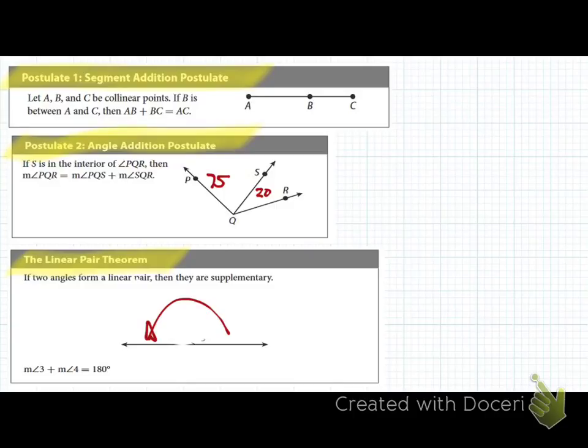But that's not the case. We are saying that angle 3 plus angle 4 is equal to how much? 180. It's supplementary, and because they share the same line, it's a linear pair. We already know this.